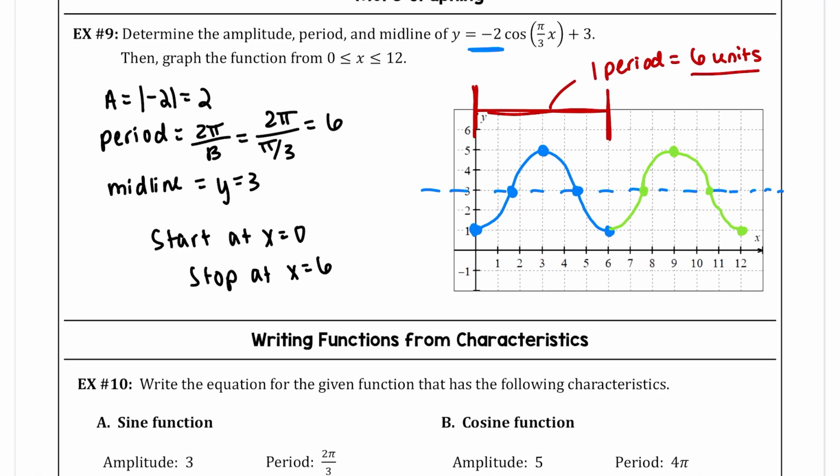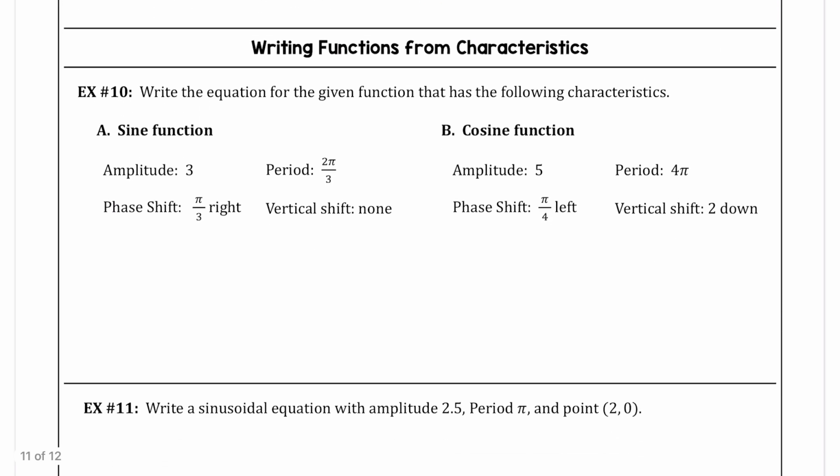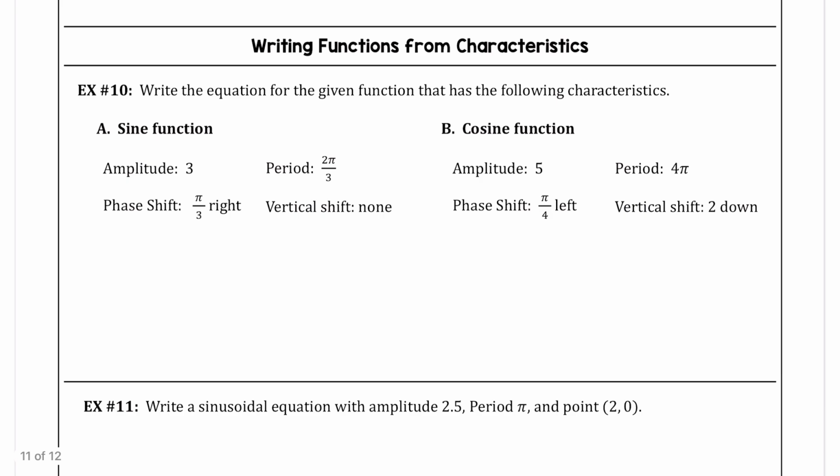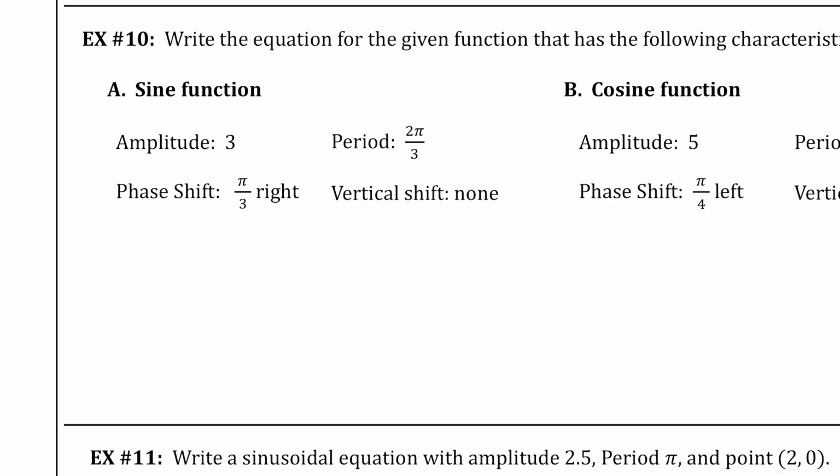And then our period was 6, midline y equals 3, amplitude is 2. All right. So now we're going to go on from writing functions just from descriptions. So no visual graph, just words. We're given everything we could possibly need to write a sine and a cosine function here. So let's take a look at it.